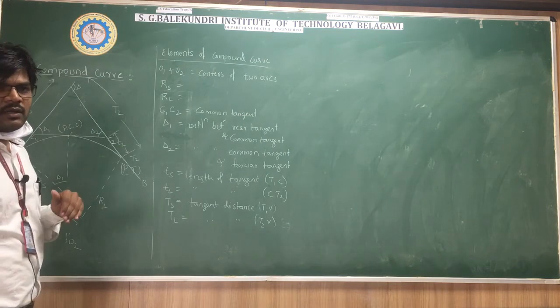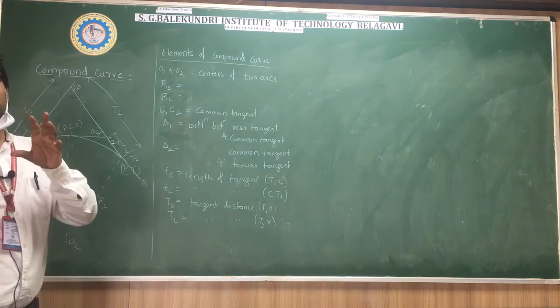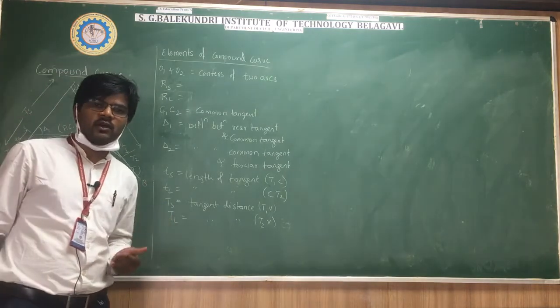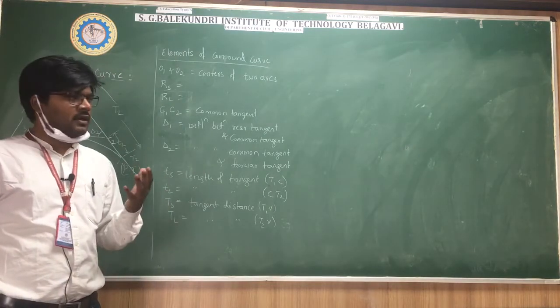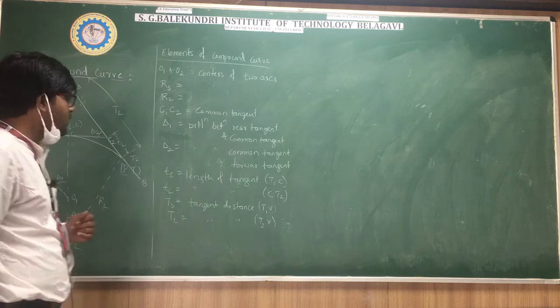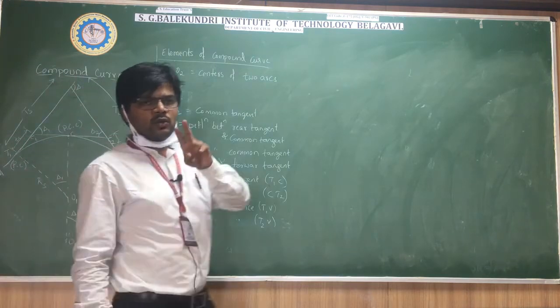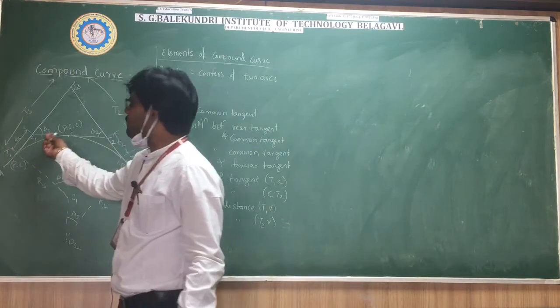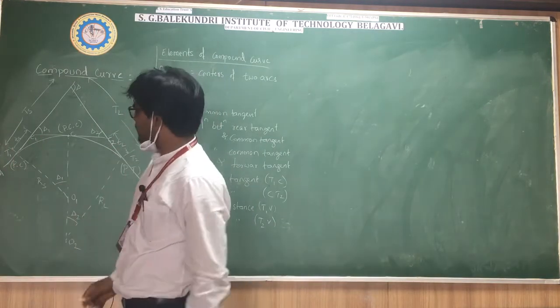In today's class, we are going to study the different elements of a compound curve, and how we are going to establish them. Here in this compound curve, the curve starts with two simple arcs. As I told in the definition, it is a formation of two arcs with a common tangent.